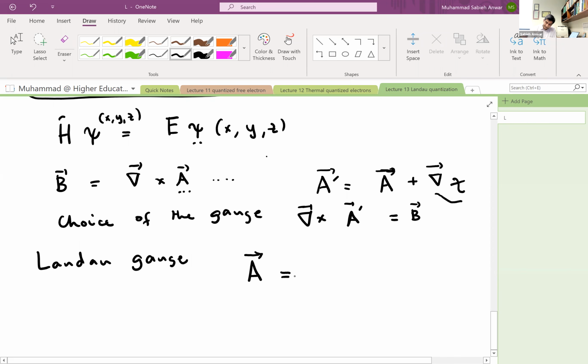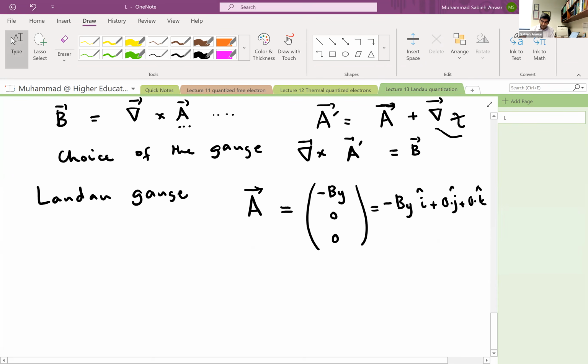My vector A, which is a vector potential, can be written down as minus By along the i direction, where y is the variable y, plus 0 along the j, plus 0 along the k direction. So let's choose this gauge for A. First of all, we would like to find out whether, if I take the curl of this vector potential, do I get B?